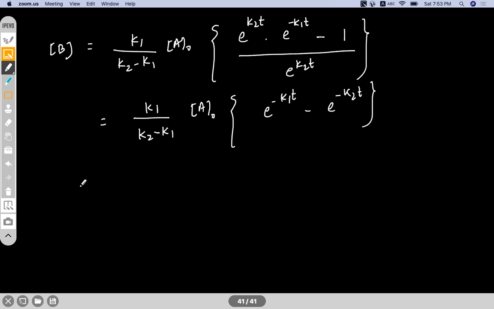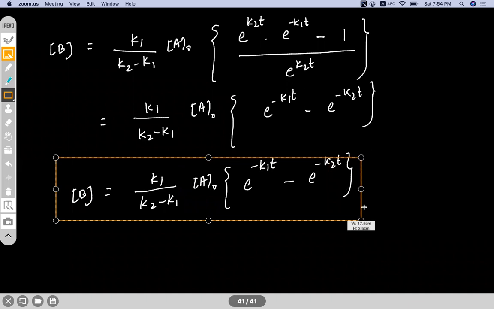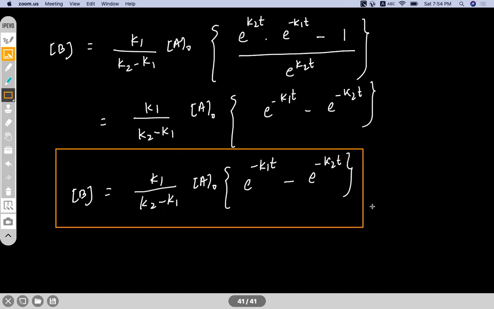Okay, so concentration of B here is equal to K1 by K2 minus K1 A0, open bracket. See, K1 here in the numerator. So here you start with K1 and then you write down K2. The result will be symmetrical. You can memorize this. This is the concentration of B at any time T. Everything will be given in the question.